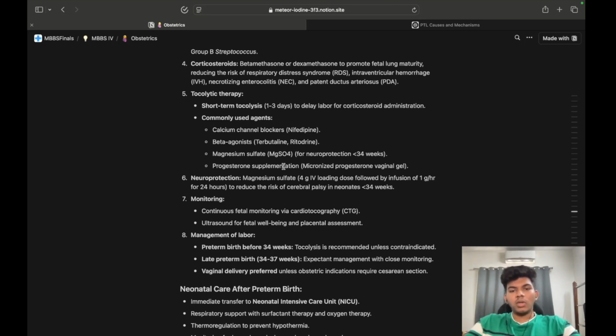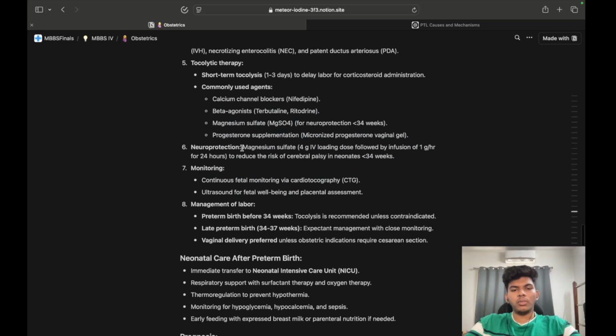Calcium channel blockers, nifedipine; beta agonists, these are terbutaline, ritodrine; magnesium sulfate for neuroprotection under 34 weeks; progesterone supplementation, micronized progesterone vaginal gel. So all these four things contribute to tocolytic therapy.